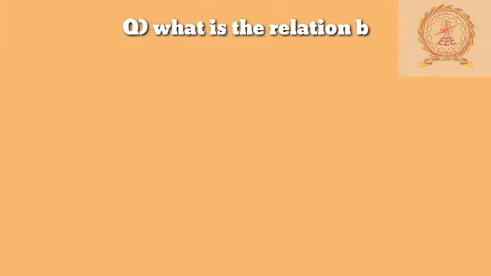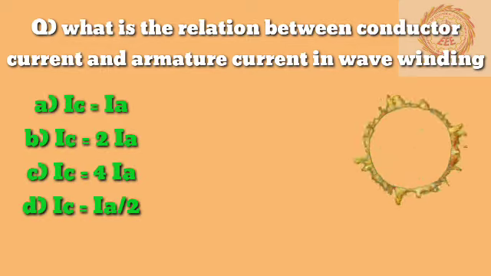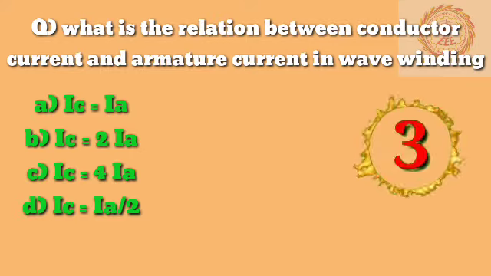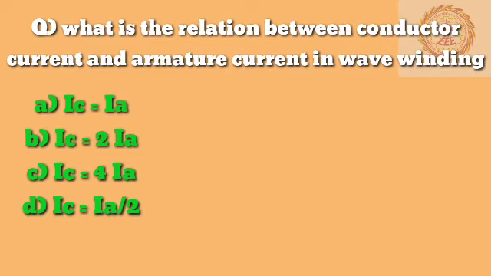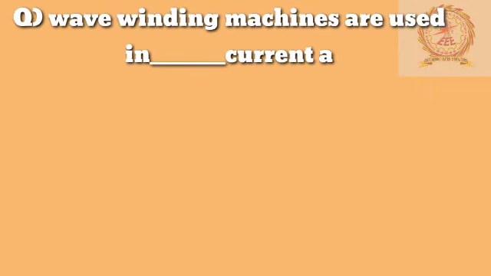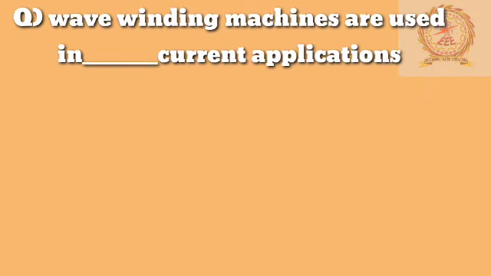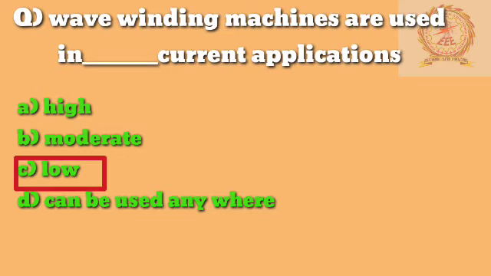Next question is, what is the relation between conductor current and armature current in wave winding? A. IC is equal to IA, B. IC is equal to 2IA, C. IC is equal to 4IA, D. IC is equal to IA by 2. The answer is D, IC is equal to IA by 2. Next is, wave winding machines are used in dash current applications. A. High, B. Moderate, C. Low, D. Can be used anywhere. The answer is C, low current applications.